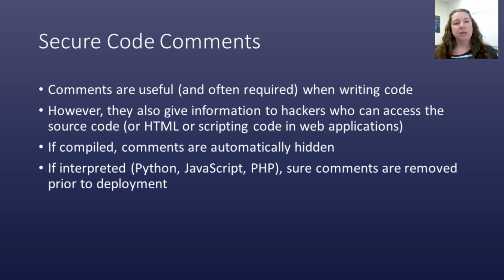So some of the things that people do with their source code is they decomment interpreted languages to make sure all of the comments are removed prior to deployment. You don't want to give the hackers any more information than you have to. If your code is compiled, the comments are automatically hidden because all that is compiled is the actual binary necessary to run the code. So in this case, compiled code is much more secure than interpreted code.